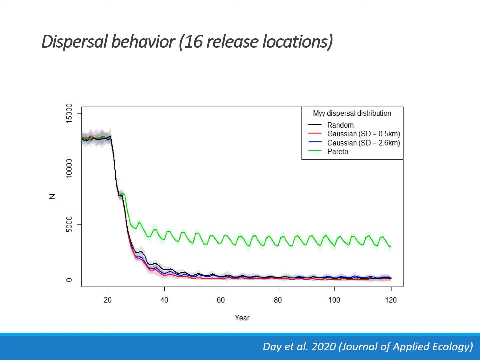And we found that with really restricted movement, as you might see with a Pareto distribution, it was much more difficult to get the population to extinction, whereas with other distributions, if the fish were distributing themselves well across the landscape, you would see normal, quick levels of extinction.